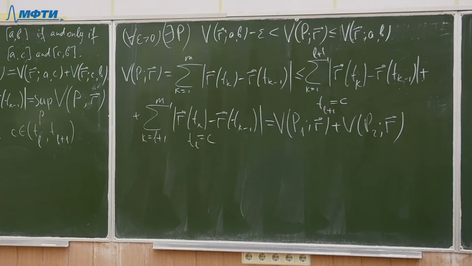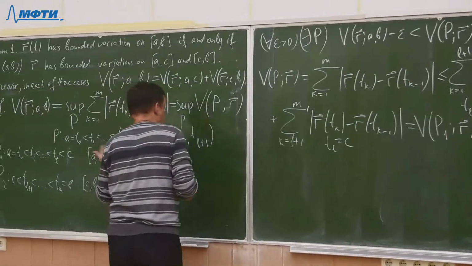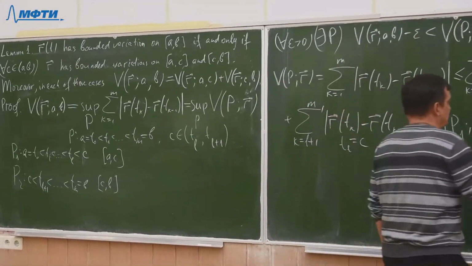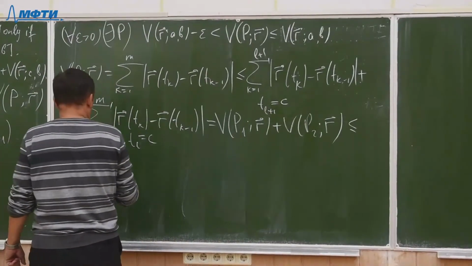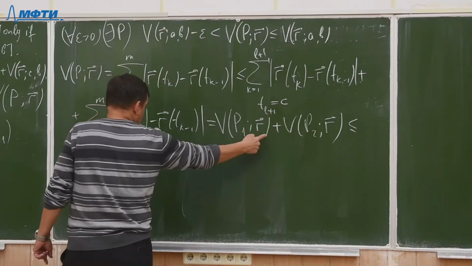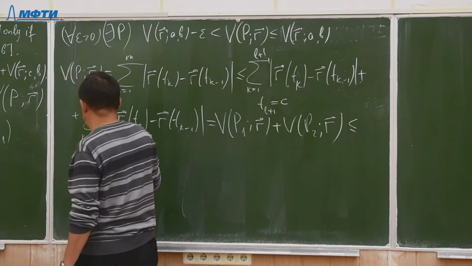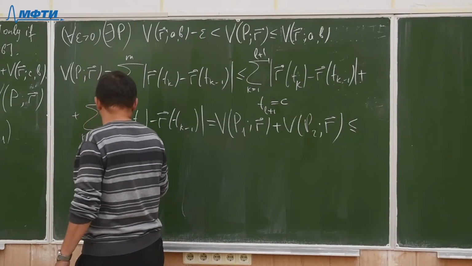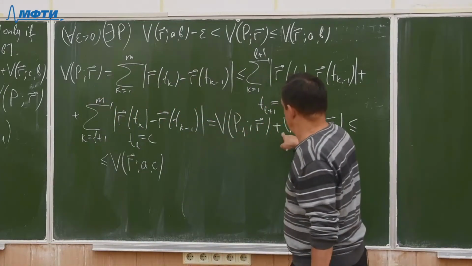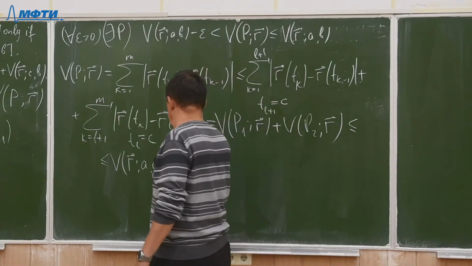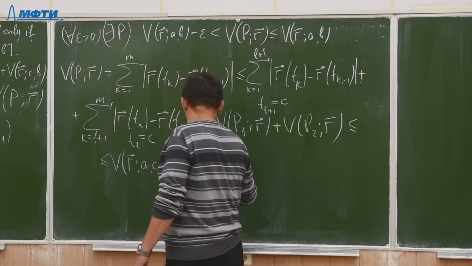And of course, P1 is a partition of AC and V of P1 is less or equal than the supremum, and that is the total variation, V of R over AC for the first. And for the second, analogously, V of R over CB.